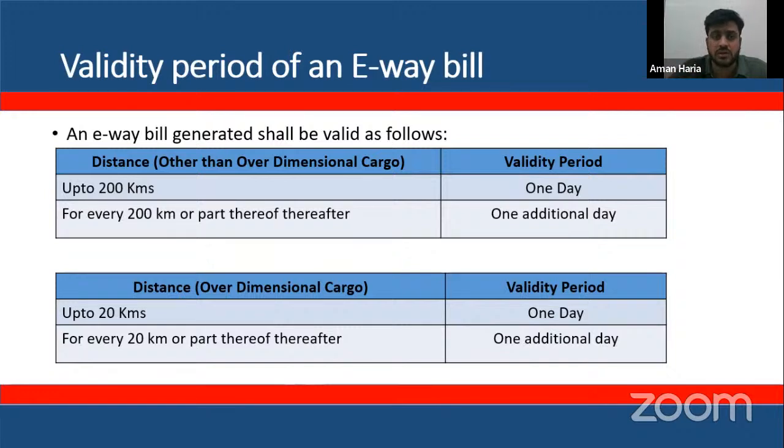This is for other than over dimensional cargos. In case the transportation is happening through an over dimensional cargo, which is huge and their speed itself is very slow, in those cases the limit has been reduced from 200 kilometers to 20 kilometers. For example, if the distance to be traveled by an over dimensional cargo is 200 kilometers, then the validity will be 10 days, because for every 20 kilometers the validity is 1 day.